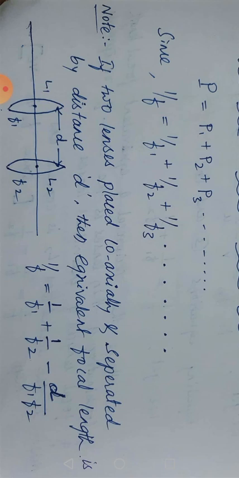Once again, if two lenses are placed coaxially and separated by a distance d, then the equivalent focal length is given by 1 by f equals 1 by f1 plus 1 by f2 minus d divided by f1 f2.